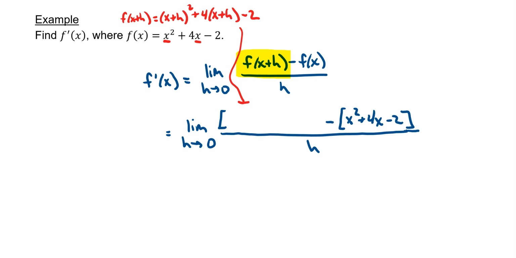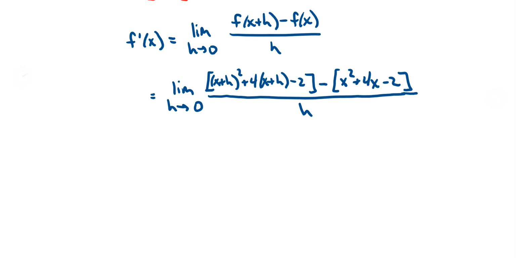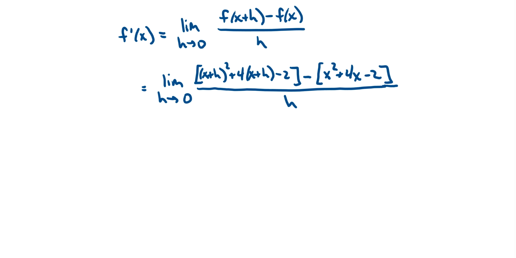I like to put it in a bracket. Technically, you don't need a bracket around f of x plus h. So it's x plus h squared plus 4 times x plus h minus 2. And then you take a look at it, double check everything before you continue, because if you get this wrong, nothing is going to work out the correct way afterwards. So we have f of x plus h minus f of x. So it looks good. And then just like the previous one, we're going to do the same thing.